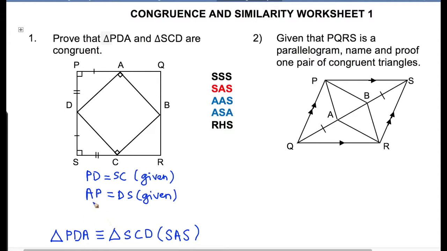Finally, the angle, which is APD. Looking at the arrangement, APD is equal to DSC. And this is also given. Thus, we complete the proof.